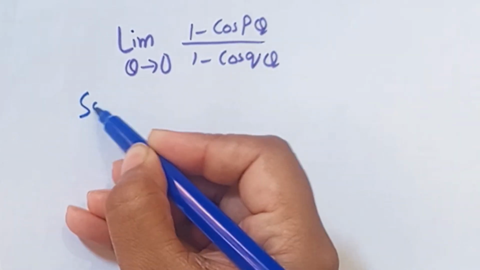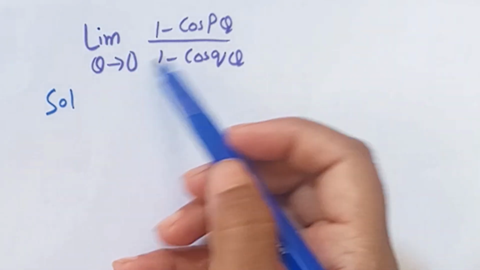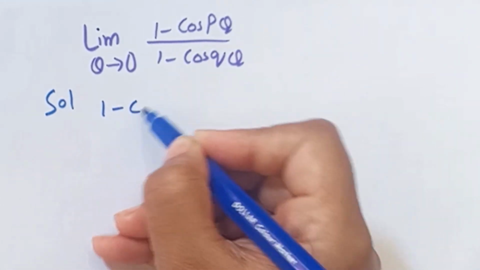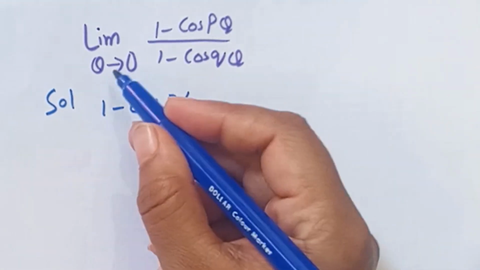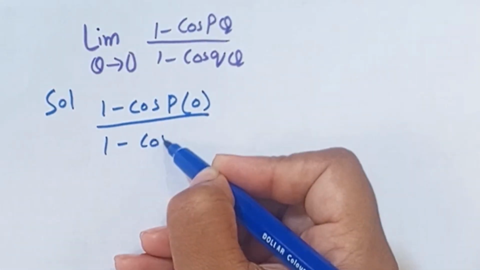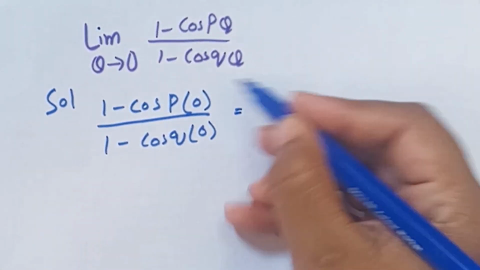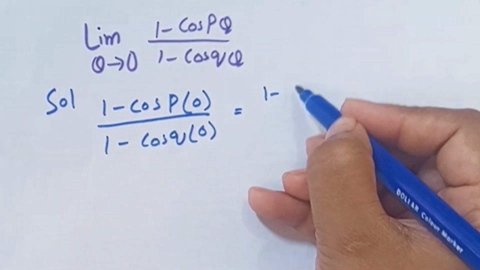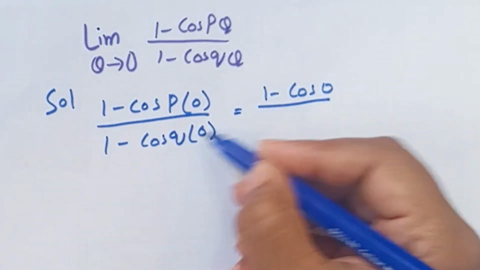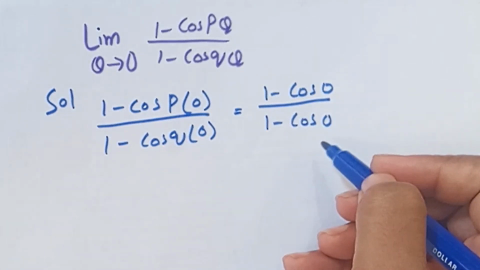So let's start. First of all, we directly put the limit theta approaches 0 in this function. So the numerator will become 1 minus cos p times theta as theta approaches 0, and the denominator will become 1 minus cos q times theta as theta approaches 0. Multiplying p by 0 we get 0, and multiplying q by 0 we get 0.